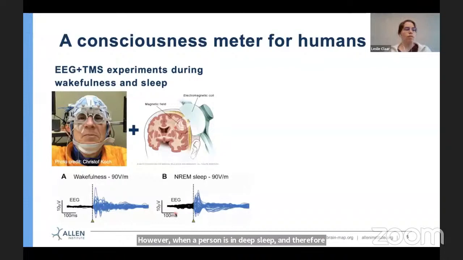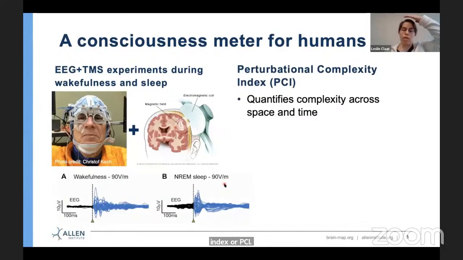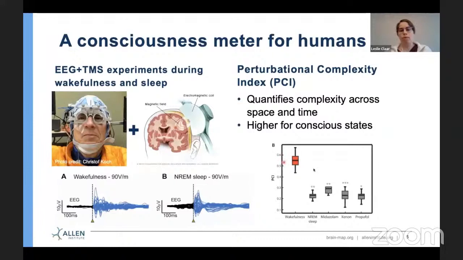They use a metric called Perturbational Complexity Index, or PCI, to quantify the complexity of the EEG signals across space, the different cortical areas, and across time, the hundreds of milliseconds following TMS. PCI is always higher in people that are awake and lower for different states of unconsciousness, such as deep sleep and anesthesia by various anesthetics. So there are three key parts to these experiments. Measure global neuronal signals, perturb the brain, and measure the complexity.